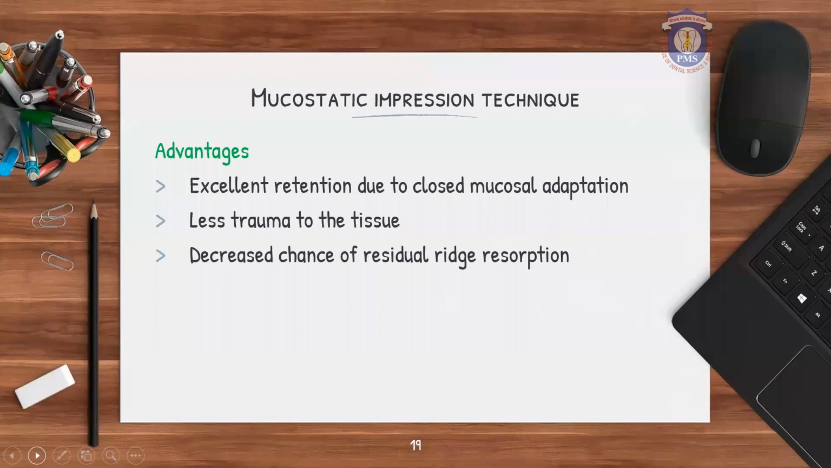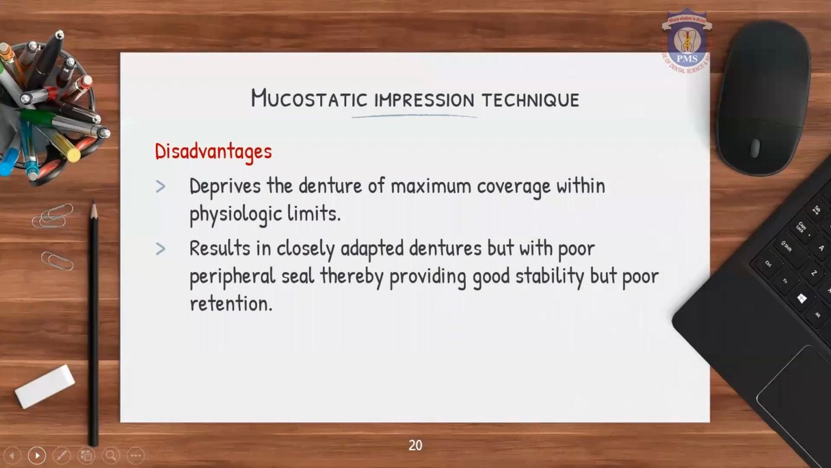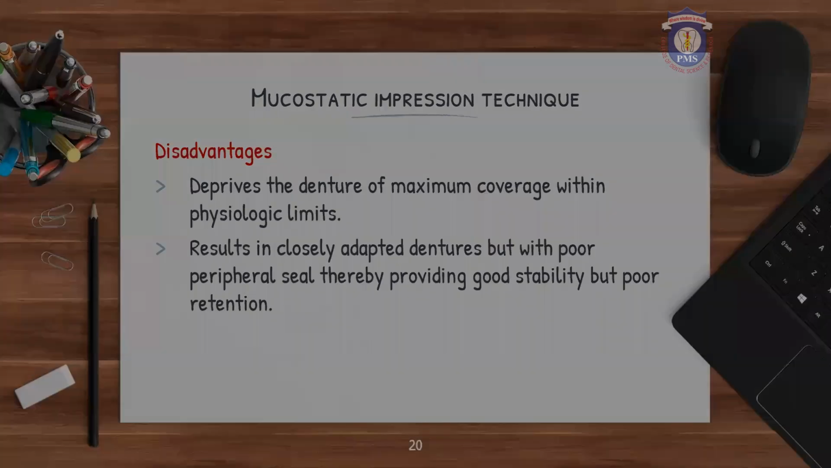The advantages of mucostatic impression techniques are excellent retention due to close mucosal adaptation, less trauma to the tissues, and decreased chance of residual ridge resorption. Disadvantages: deprives the denture of maximum coverage within physiological limits. Results in closely adapted dentures but with poor peripheral seal, thereby providing good stability but poor retention.